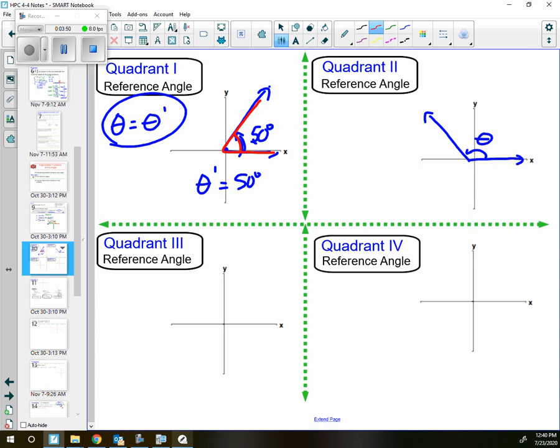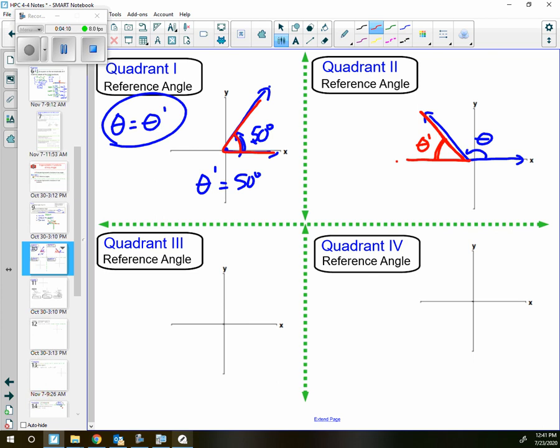In quadrant 2, the reference angle is the distance from the terminal side to the x-axis. So the reference angle is actually this angle right here. This is my theta prime. How would you calculate that? How would you figure out how much further you have to go to get to this location, the x-axis?